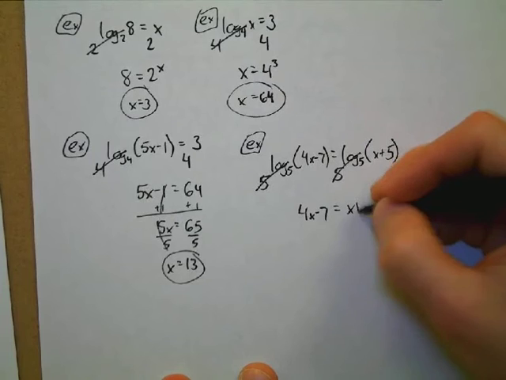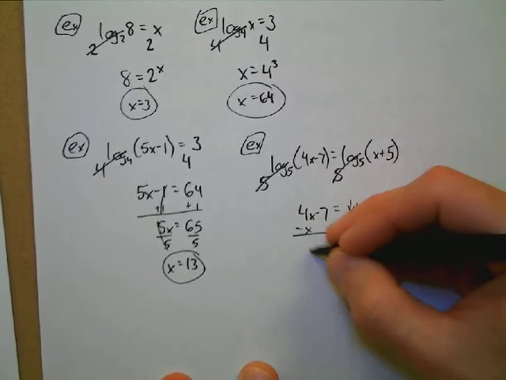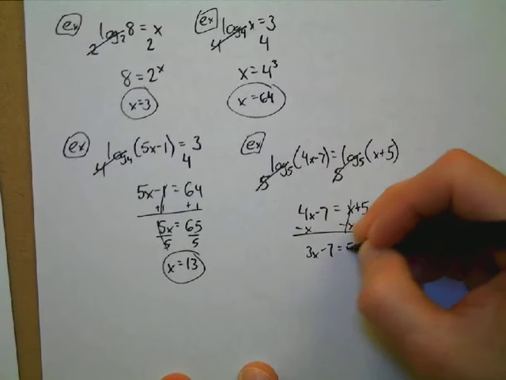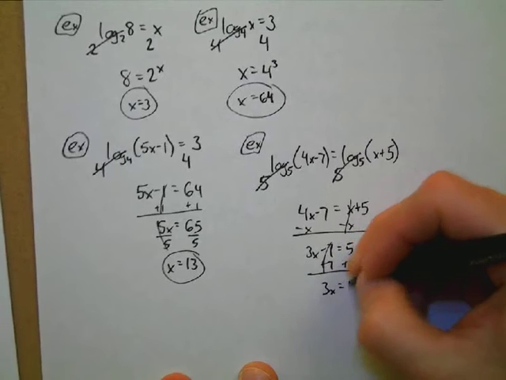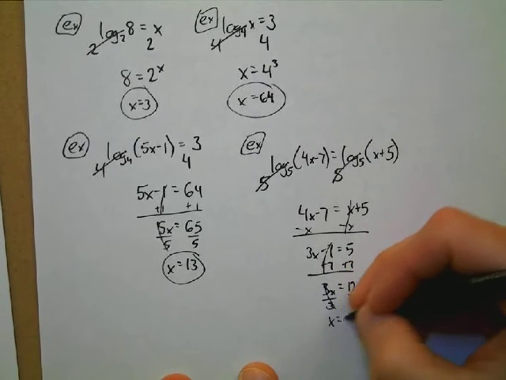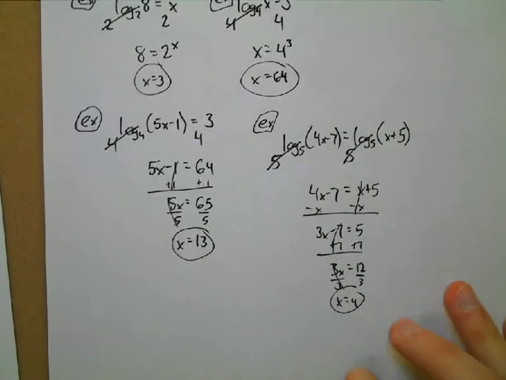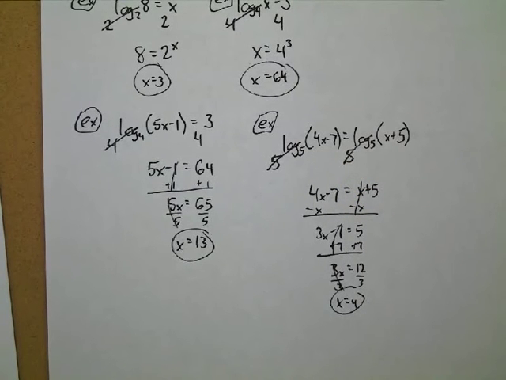And then you guys know how to solve from here, right? Subtract x from both sides. We'll get 3x minus 7 equals 5. Add 7 to both sides. We'll get 3x equals 12. Divide both sides by 3. x is 4. Okay. Again, the only algebra 2 step here is right here, where we eliminate the logarithm. Okay. Question?